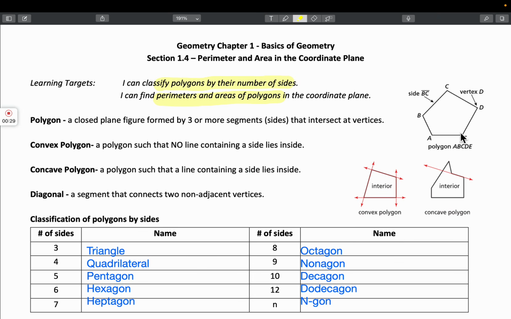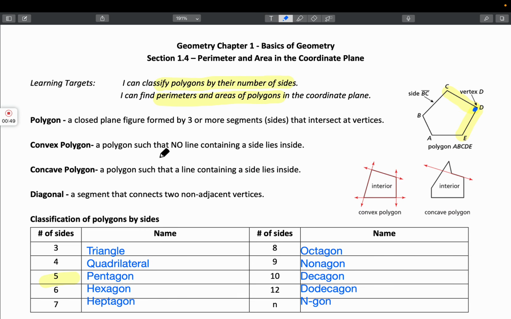On the right hand side you see a five-sided figure, which is a pentagon, and that pentagon is closed. It's made up of those five sides. Those sides meet at these points, and those points are called vertices. This is vertex D, vertex E, vertex A, and so on and so forth.